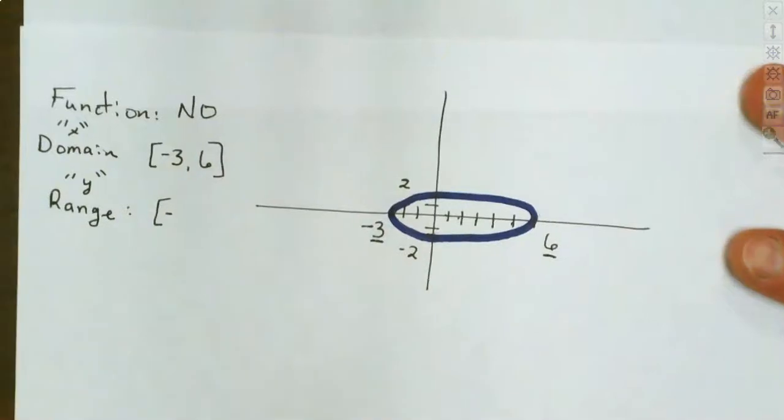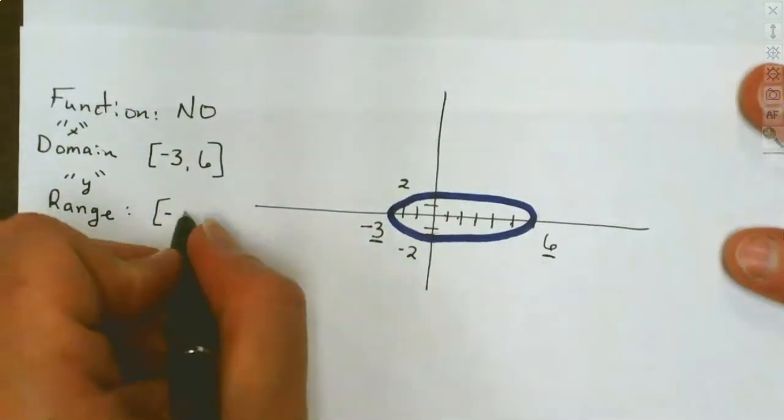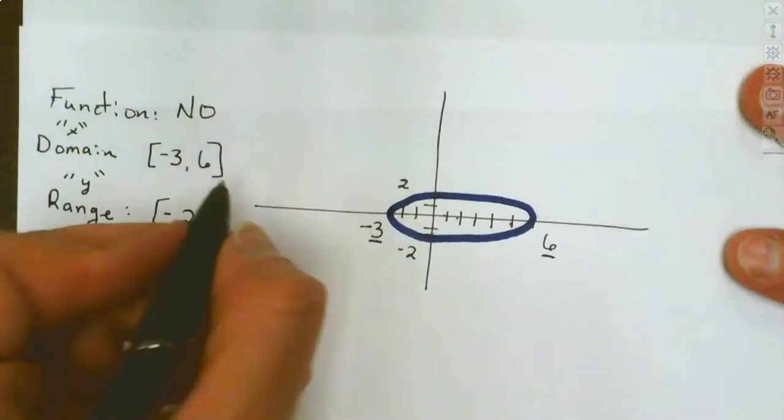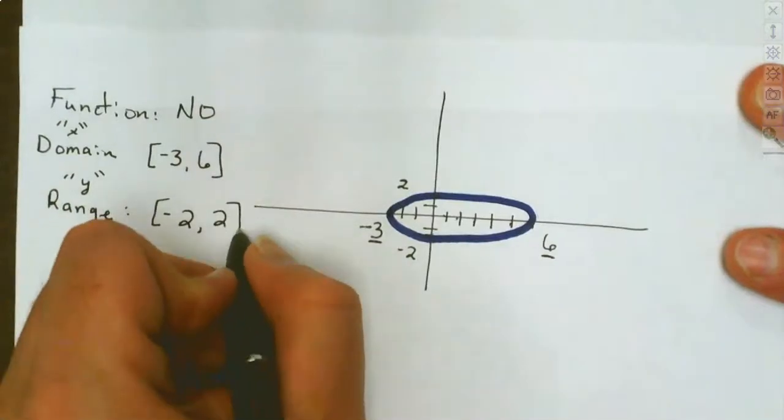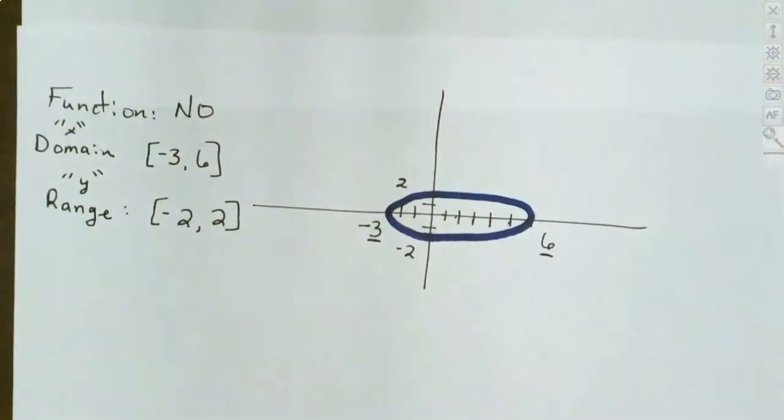Yep, and write them the same way they'd be on the number line. So the smaller value goes first. So my range would be -2 to 2. And you always write the smaller value on the left first. So that's your domain and your range. And it's not a function because it's an ellipse or a circle.